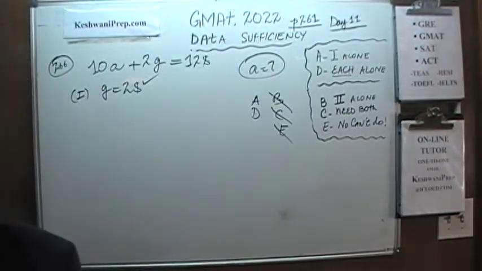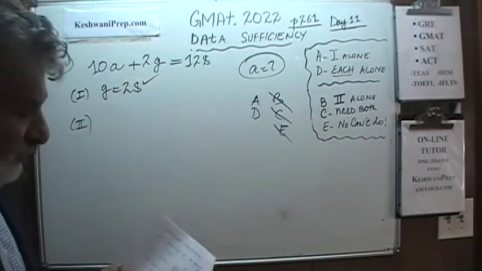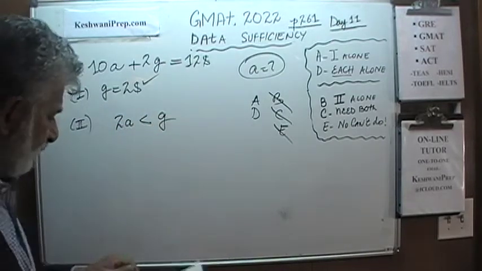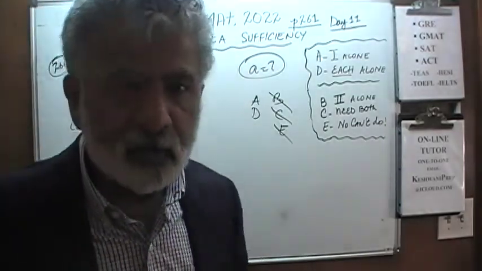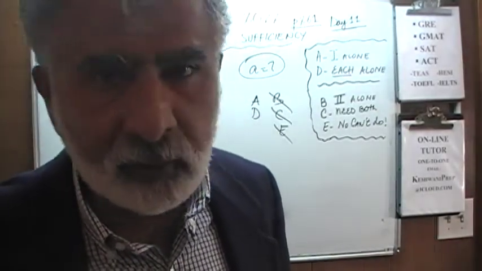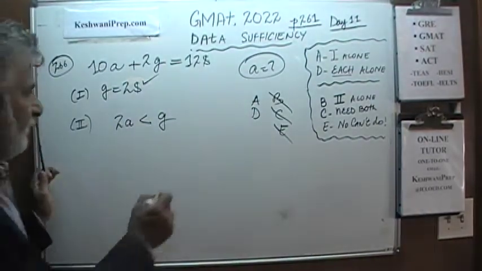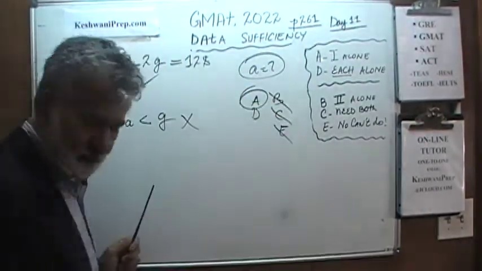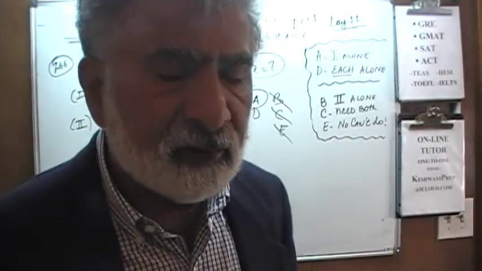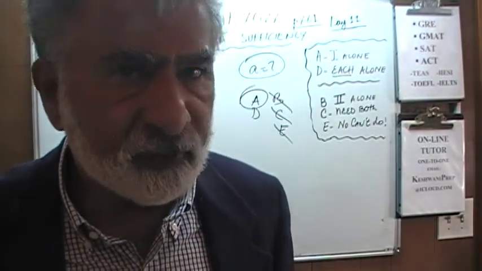Let's look at second statement. Second statement tells us that the cost of two apples is less than the cost of a grape. Simply knowing that the two apples cost less than what the cost of a grape is does not tell us what the price of apple is. Second statement by itself is no good. The answer is A. Statement number 1 by itself is enough for us to be able to answer the question. Statement 2 by itself is not enough.